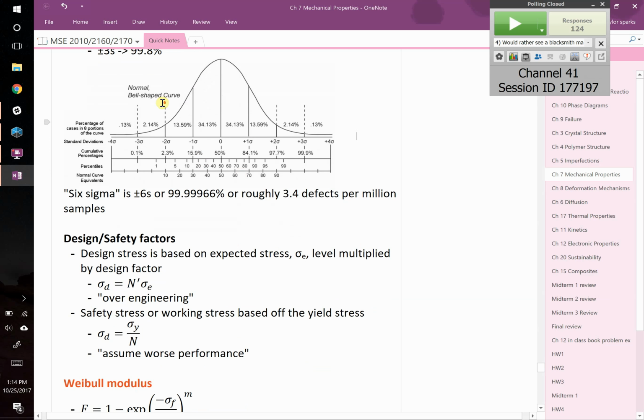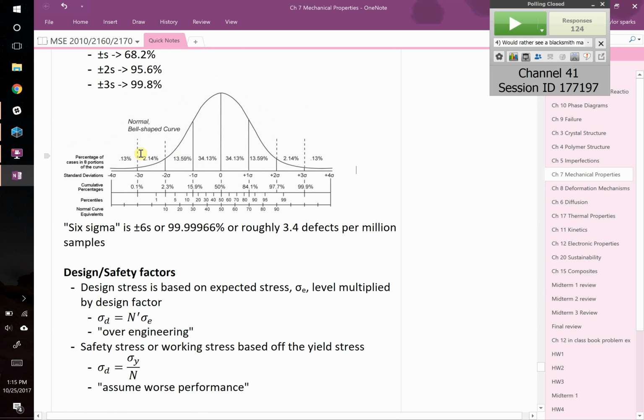Okay, this concept of a bell-shaped curve, where some of your samples, not very many, are going to fail at a really low value. Some of them will withstand really, really high values, but not very many. And most of them will be somewhere in between. That becomes important when we get into Weibull statistics.